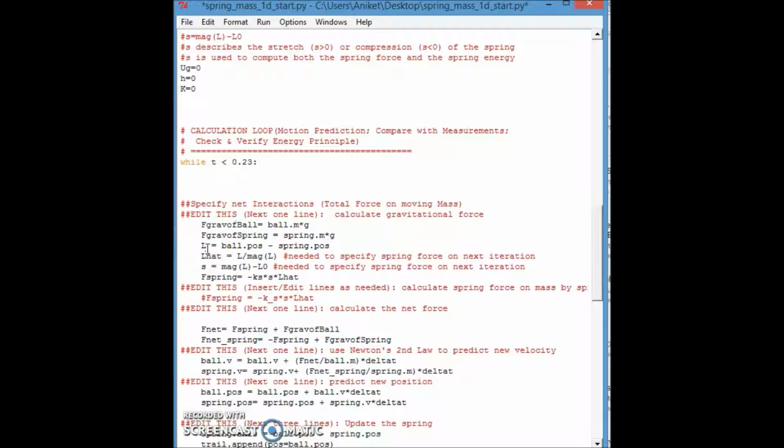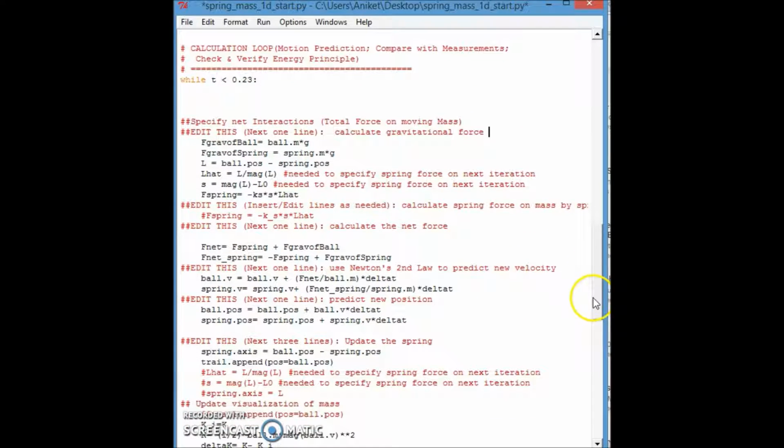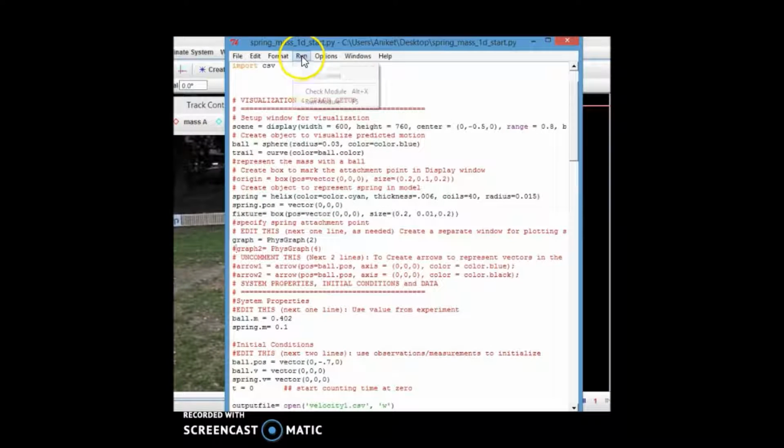L is used to find the length of the spring, L hat is the direction of the spring, and S is the stretch of the spring as time goes by and it's being updated. This is my spring force, and here I calculated the net force. Here is my velocity and my positions being updated for both the ball and the spring, and I used Newton's second law for that. Now let me run the code.